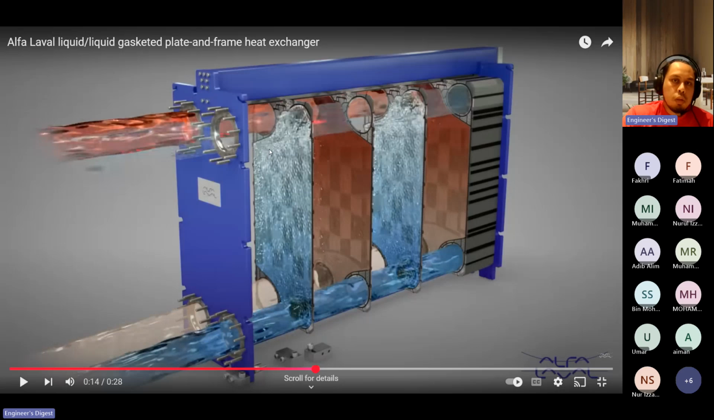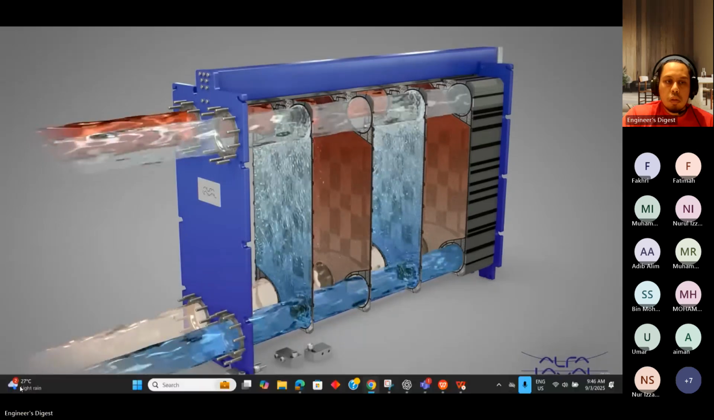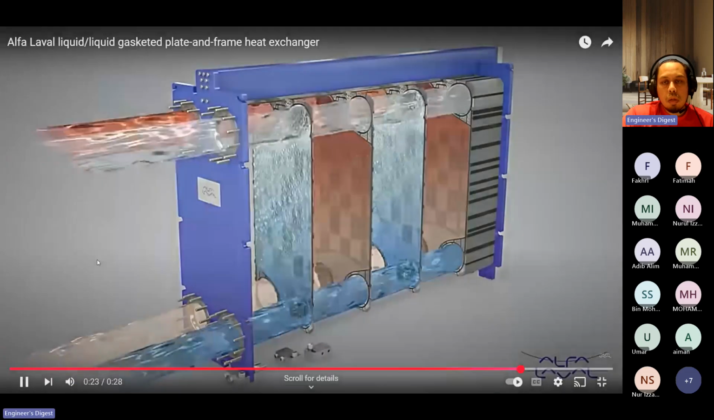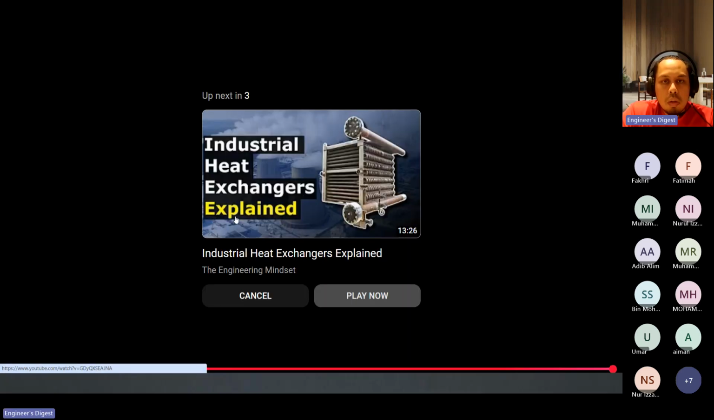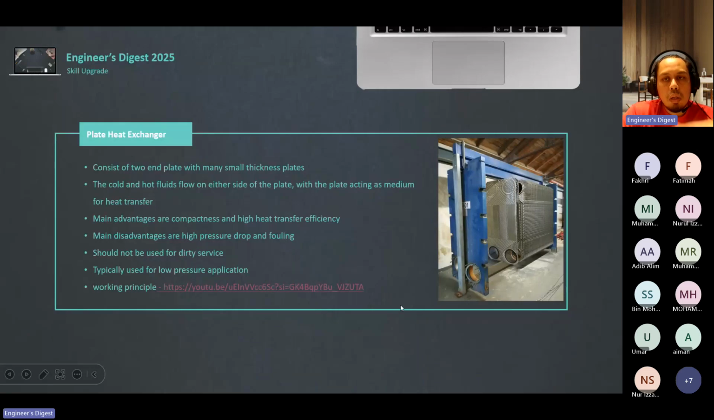That is why it is recommended, once we do maintenance for this type of plate type heat exchanger, that the gasket is required to be a new one. We need to procure new ones because we cannot have a broken gasket. If not, it will mix. So this is the working principle. Fairly easy, but it requires a clean service. So that is basically the disadvantage. Okay, that is plate type.